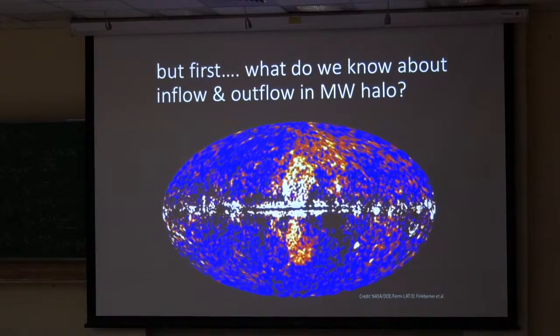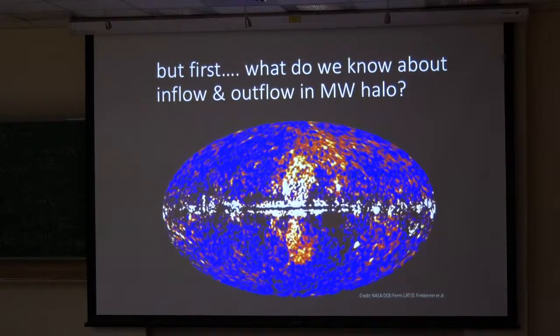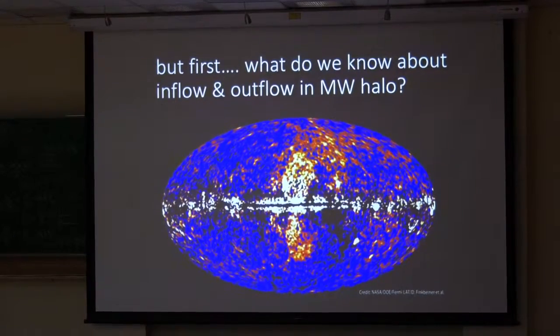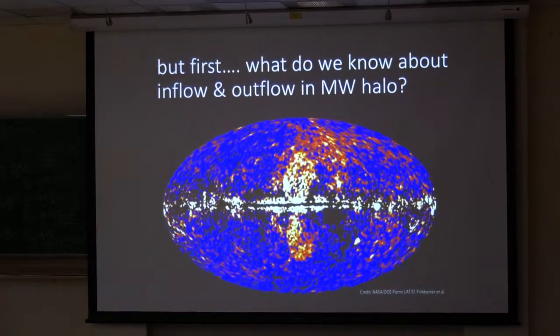want to study the Fermi bubbles in UV absorption, you really have to understand what's going on in the disk and the halo of the Milky Way, because all our lines of sight pass through the halo. And really understanding the foreground is, I think, a key part to figuring out what's happening with the UV absorbers.